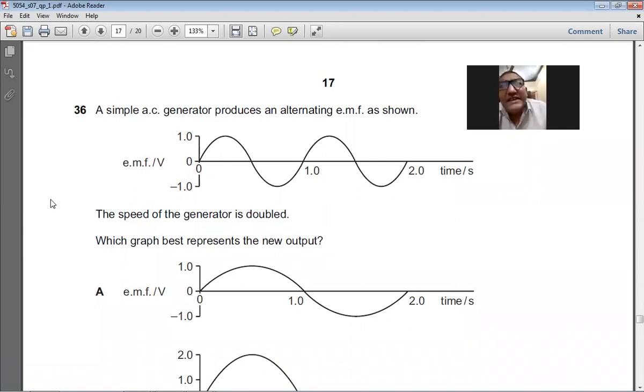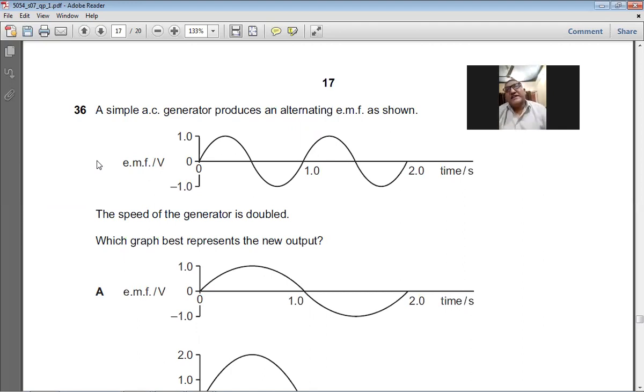A simple DC generator produces an alternating EMF as shown. The EMF has a time period of 1 second and an amplitude of 1 volt on both sides. The speed of the generator is doubled. Which graph best represents the new output?